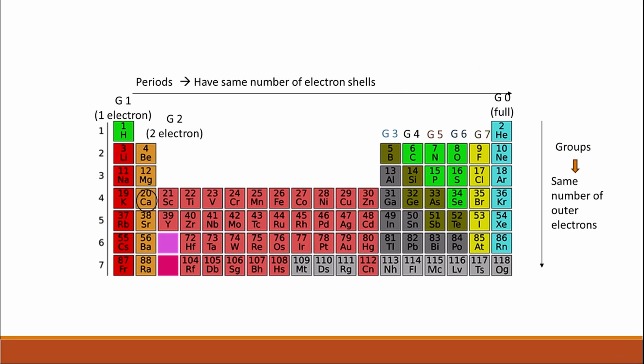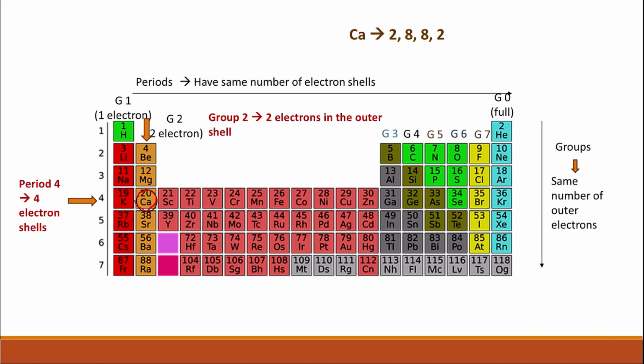Another example is calcium. Let's find where we can find it. It's in period 4, so there are 4 electron shells. And it's in group 2, which means 2 electrons in the outer shell. So the electronic configuration of calcium must have 4 different shells of electrons. The first 3 have to be complete, so 2, 8, 8, and then the outer shell must have only 2 electrons because we can find it in group 2. So the electronic configuration of calcium is 2, 8, 8, 2.